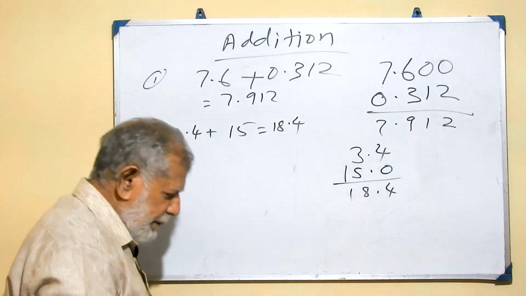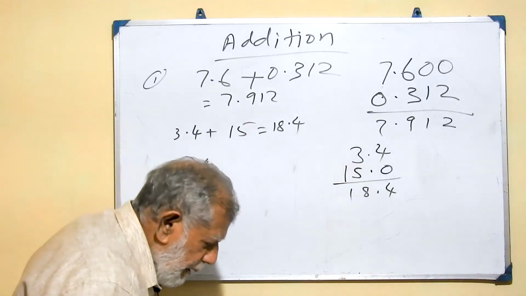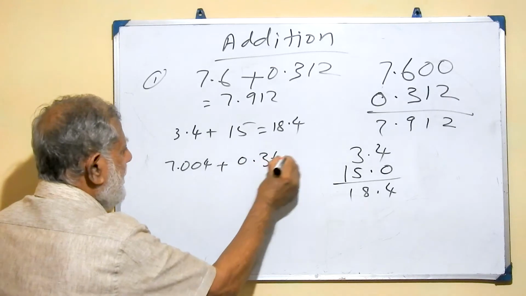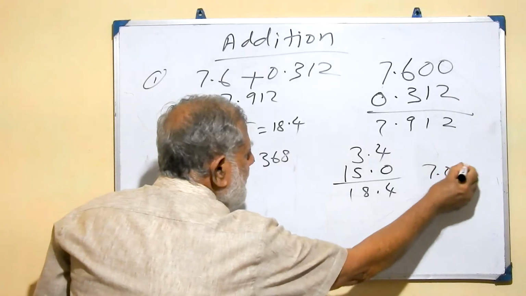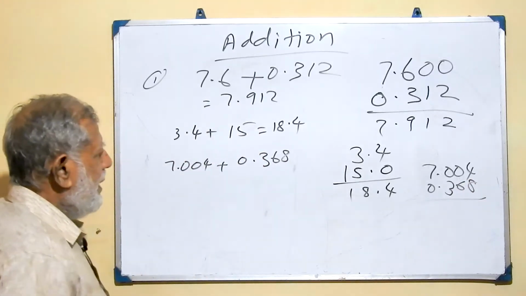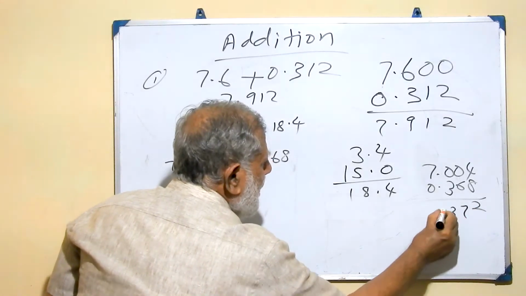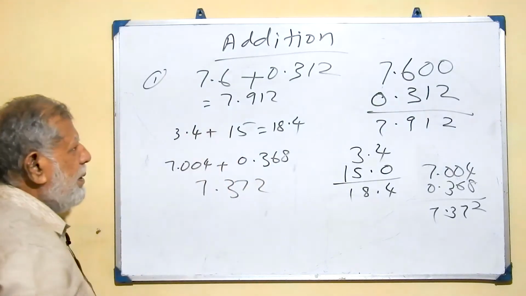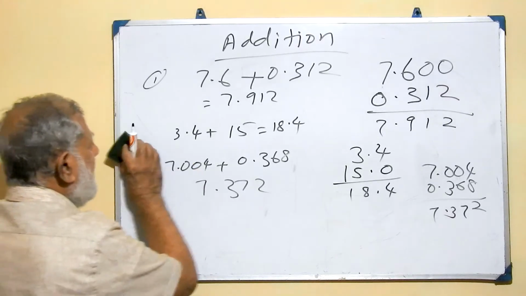We will take another sum. 7.004 plus 0.36 plus 0.368. Look, 7.004, 0.36, 0.368. So we have to just add: 8 and 4, 12, 1 over; 7, 3, 7. The answer is 7.372. So these are all that you have to notice about addition, children. You have to see that the decimal points are one under the other.